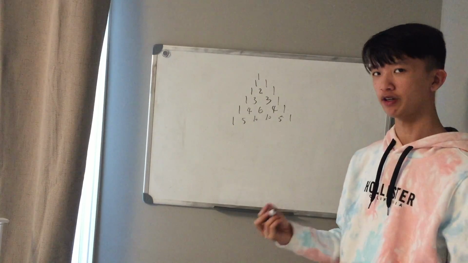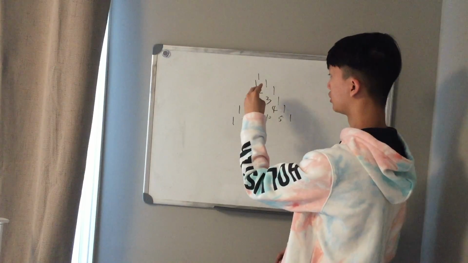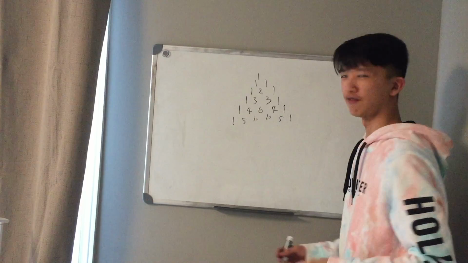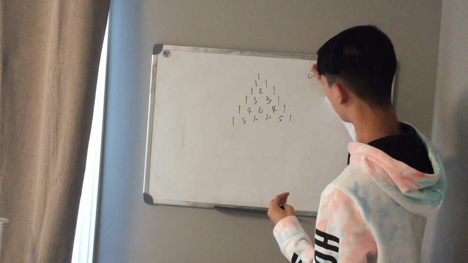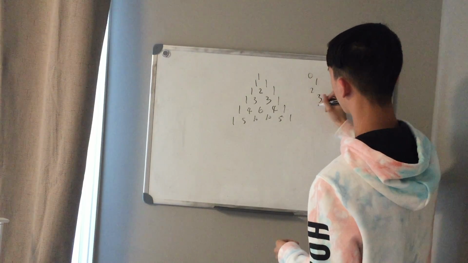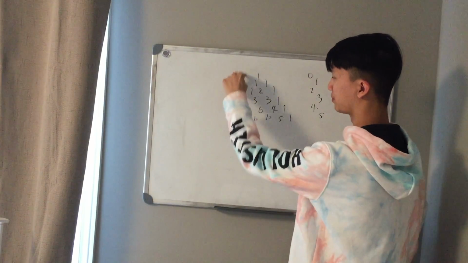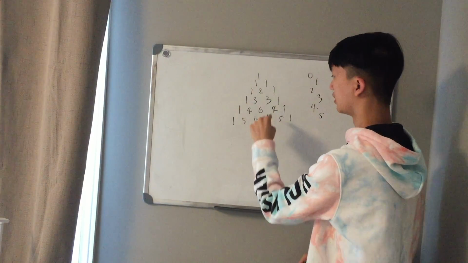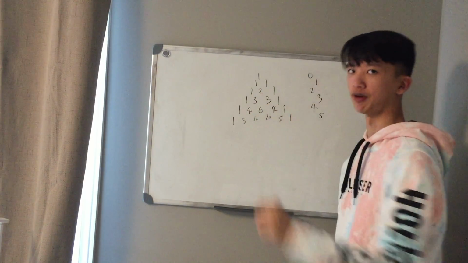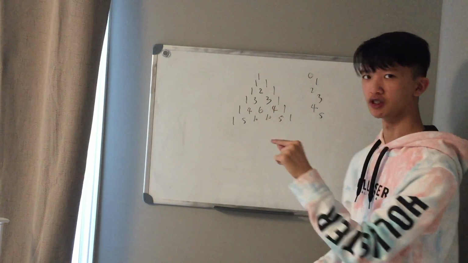But one thing that you might not notice is that every term here is the row choose the position of it. If that's a bit confusing, this is row 0, this is row 1, this is row 2, this is row 3, this is row 4, and this is row 5. This diagonal is position 1, this diagonal is position 2, this diagonal is position 3, this diagonal is position 4, 5, 6, and so on. So each value here is the row number choose the diagonal number.